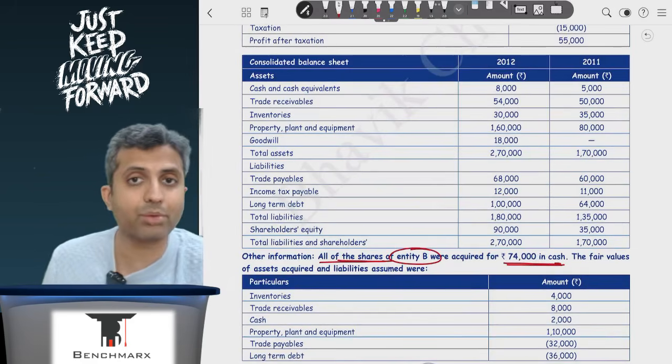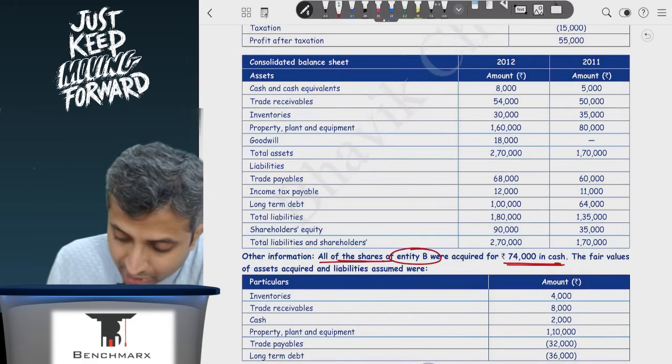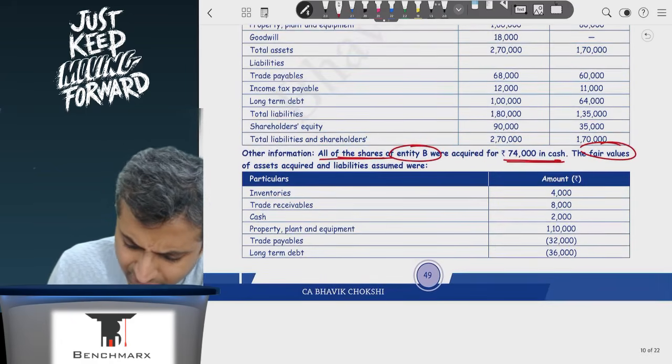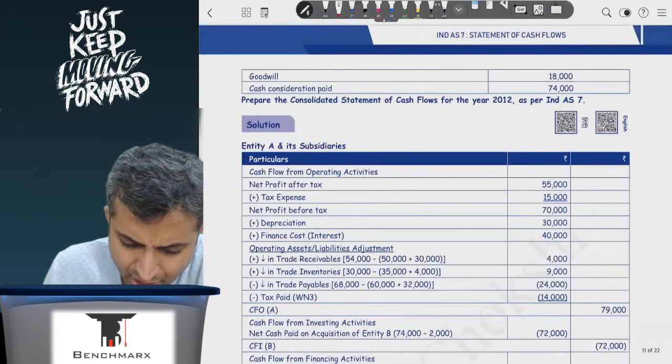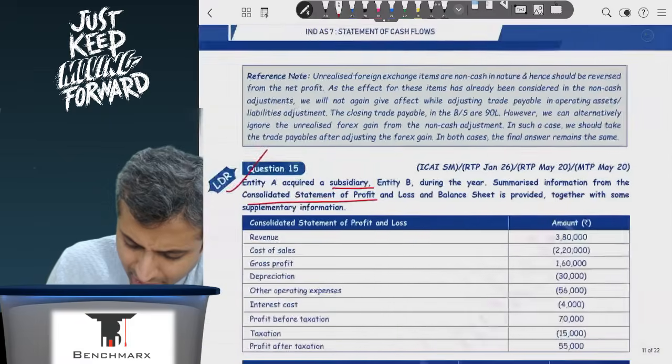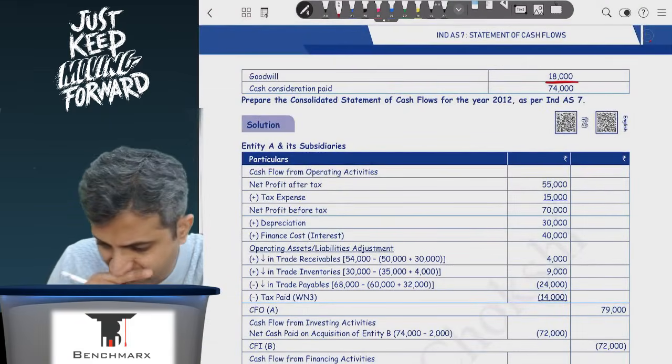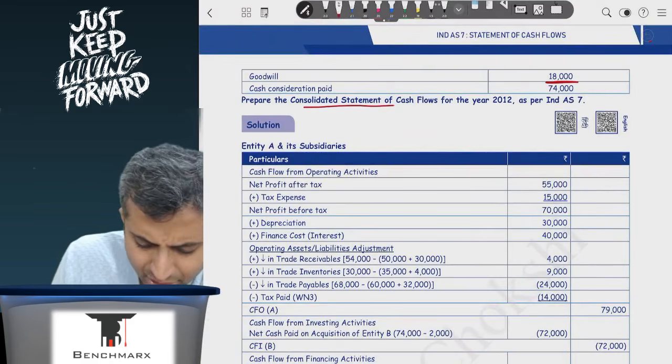So this is your cash flow from investing. 74,000 is paid. The fair values of the assets and liabilities taken over have been given. So if I take all of these, including on the next page, you have a goodwill of 18,000, that is 74,000 payment. Prepare the cash flow statement.